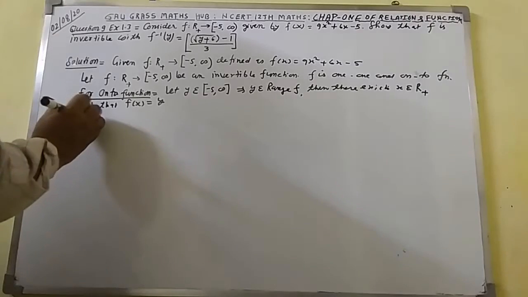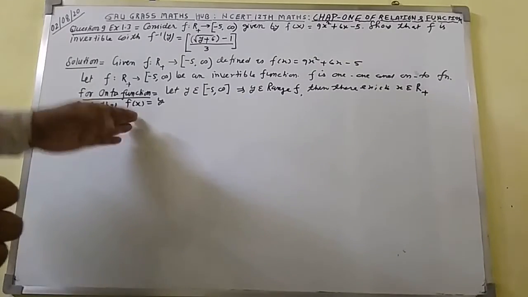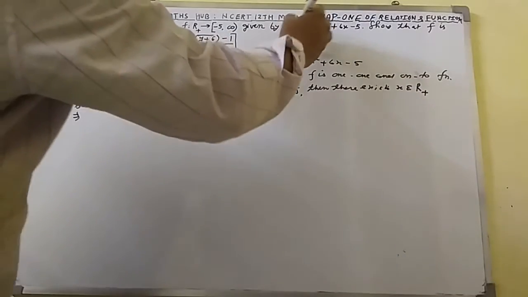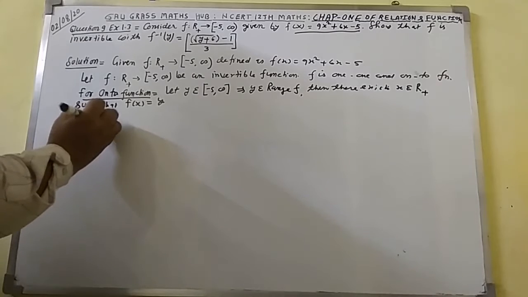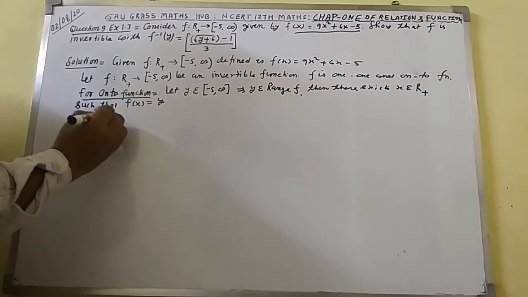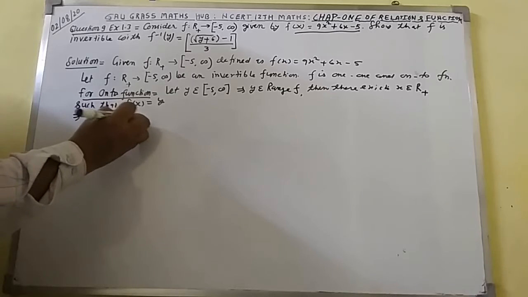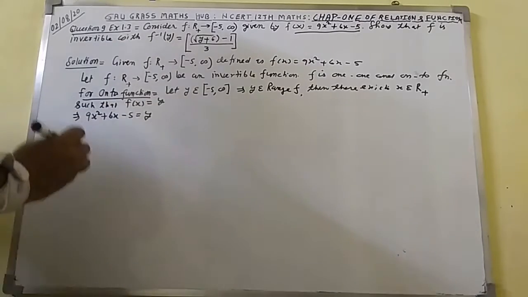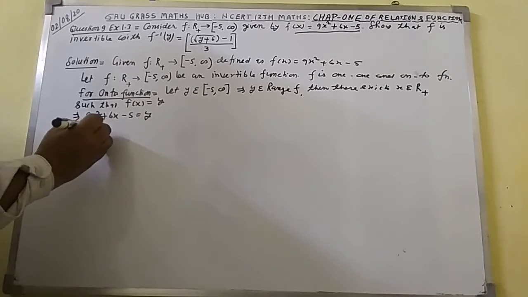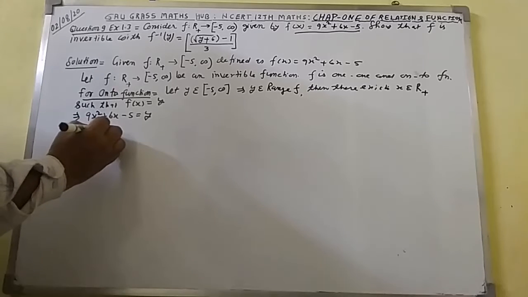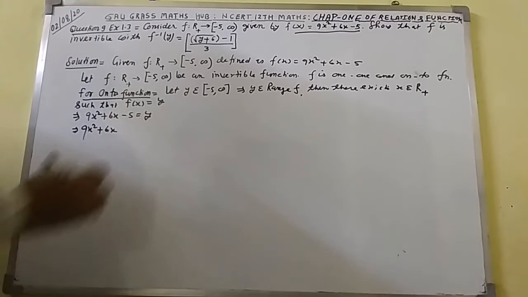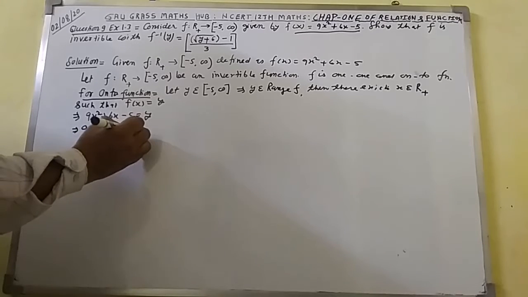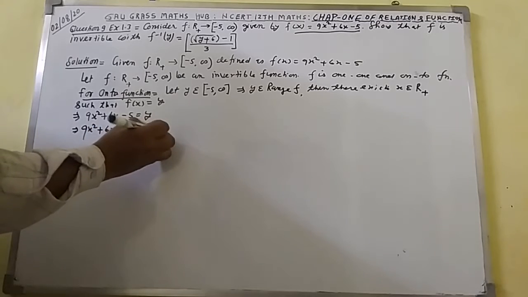So what will we do here? Put the value of f(x) here. You take the value of f(x) from here. So we write f(x) = 9x² + 6x - 5 = y. Writing this, we get 9x² + 6x - 5 - y = 0.